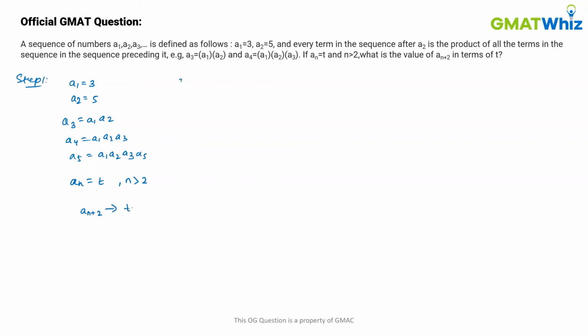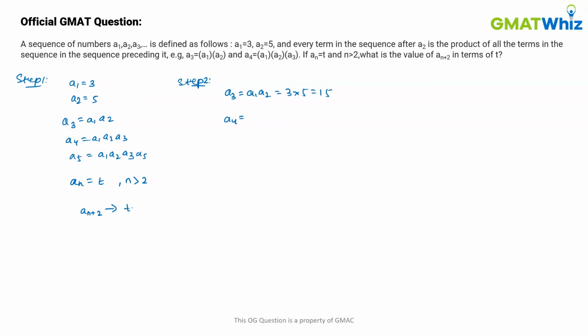Now let's move on to step 2 and understand the methodology. Let's compute the values of a3, a4 and a5 first. So a3 will be equal to a1 times a2, which is 3 times 5, which equals 15.